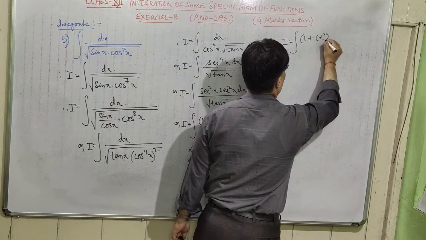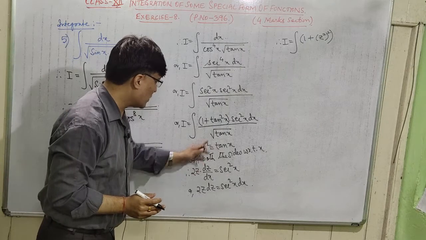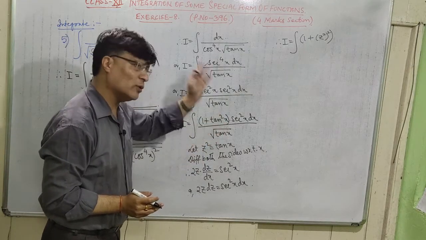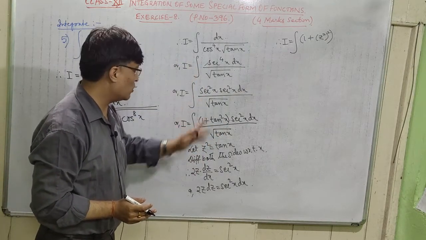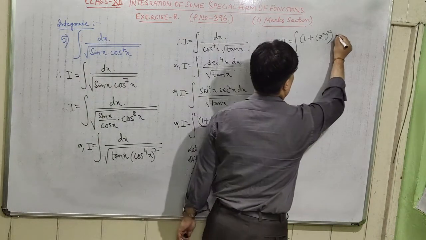So this is z square whole square. Is that clear? Tan x is z square. What is tan square x now? It is z square whole square. 1 plus z square whole square bracket close. And what is sec square x dx? That is your 2z dz.